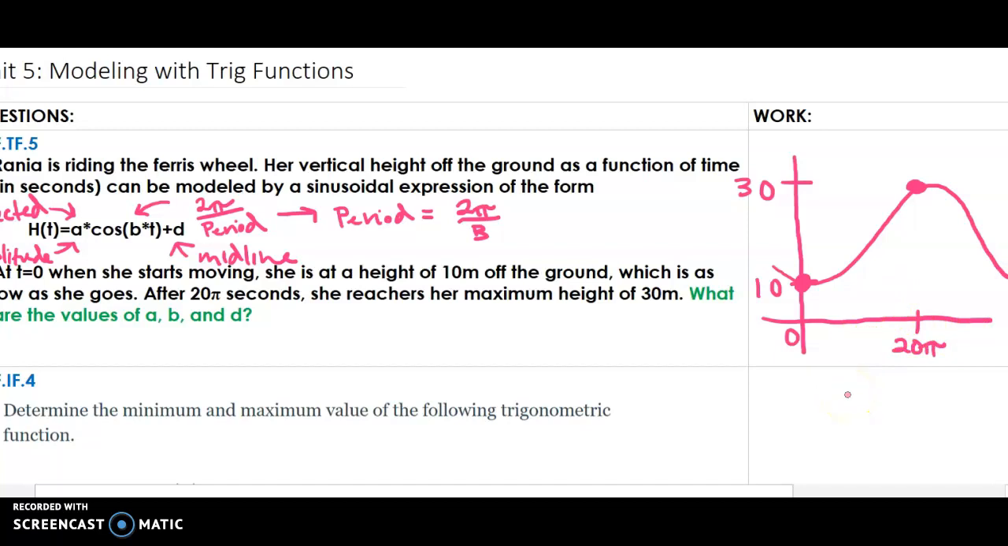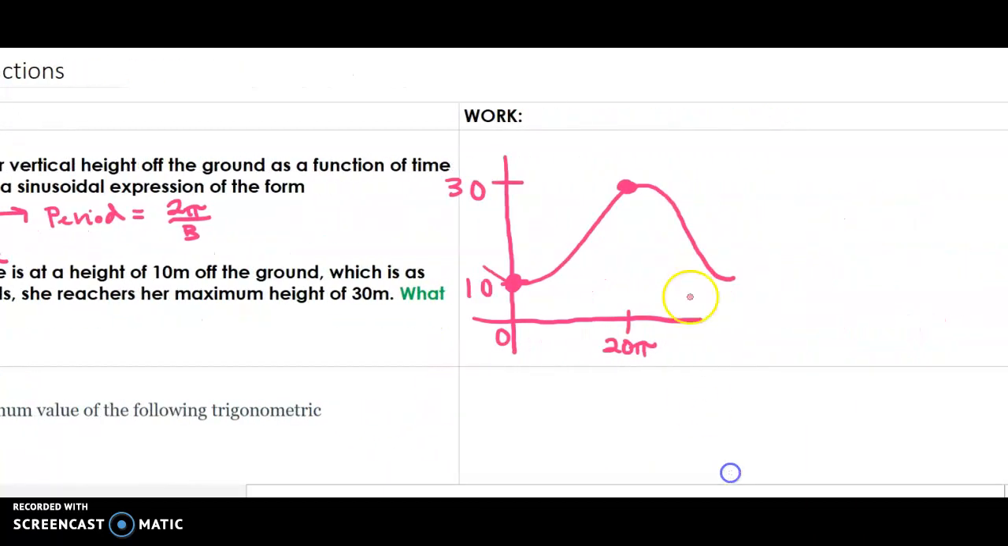And so let's talk about how we might be able to figure out what our a, b, and d values are. Well, let's go ahead and get started with d first, our midline. I feel like that's probably the easiest thing for us to come up with. Our midline is going to be the average. So d is our midline. It's going to be the average of our max and our min, right? 30 plus 10 divided by 2. That's going to give us a midline of 40 divided by 2 is 20. So our d value is 20. And that makes sense.